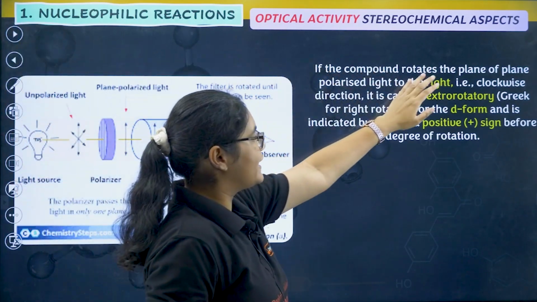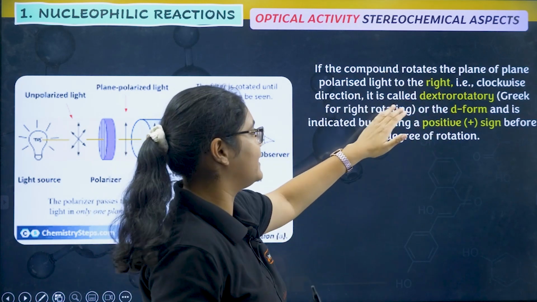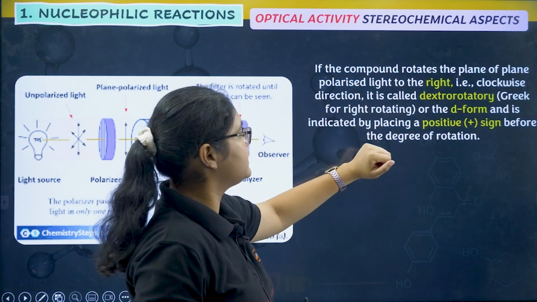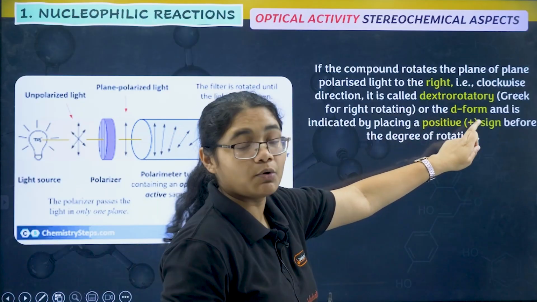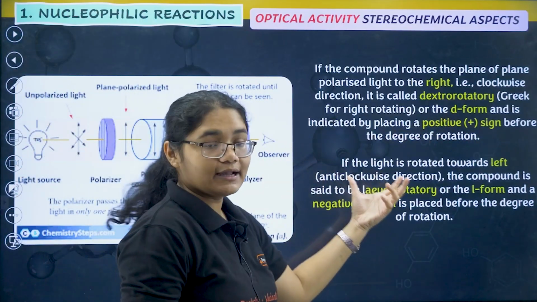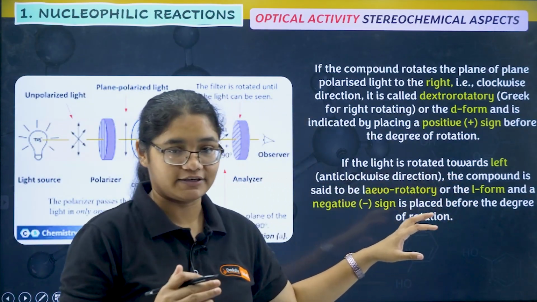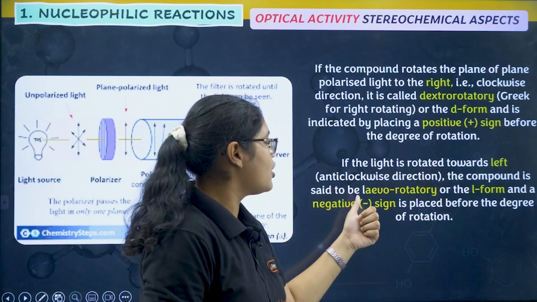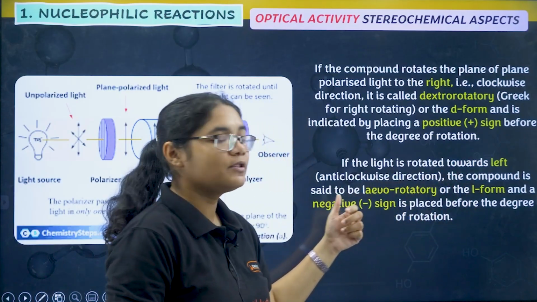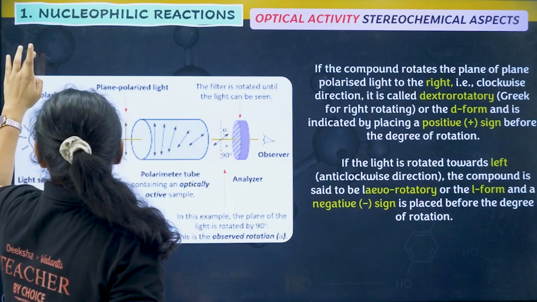If a compound rotates the plane polarized light to the right direction, then we call it dextrorotatory, represented with a positive sign or a small d. And if the organic sample rotates the light in the anti-clockwise direction, or the left direction, we call it levorotatory, or L form, represented with the negative sign. Okay, this is clear.